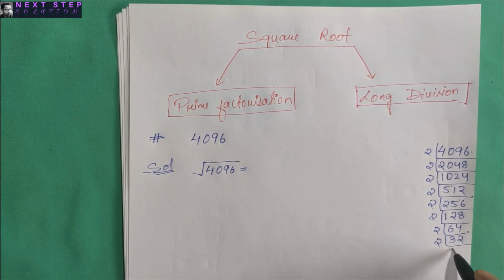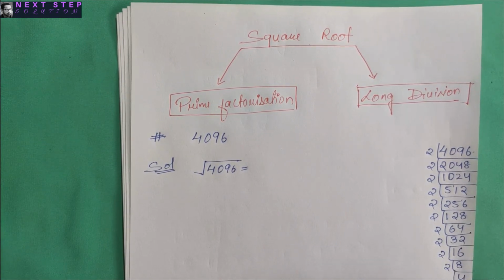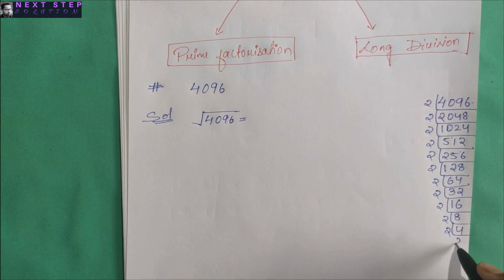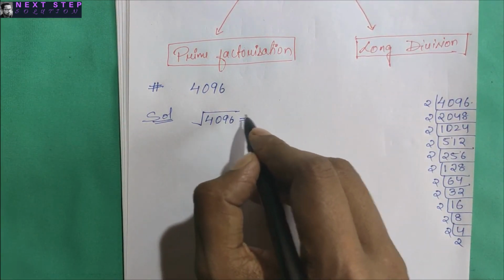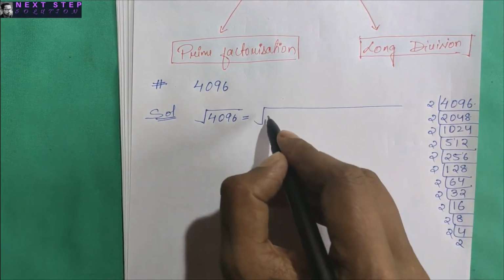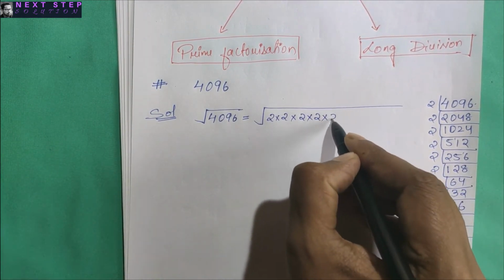With 2 again, 2 1s are 2, 2 6s are 12. Again with 2, 2 8s are 16, 2 4s are 8, and 2 2s are 4. Now we have only 2's here. So 4096 can be written as 2 into 2 into 2 into 2 into 2 into 2.